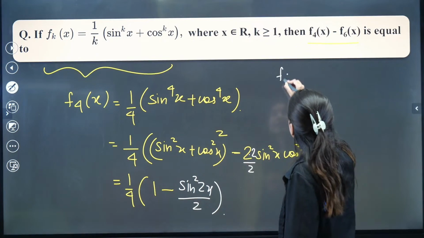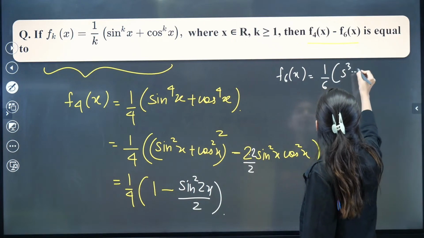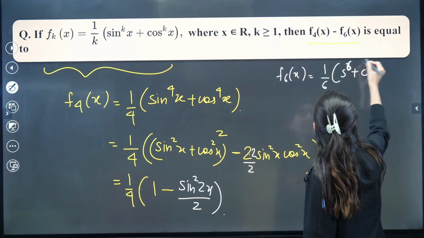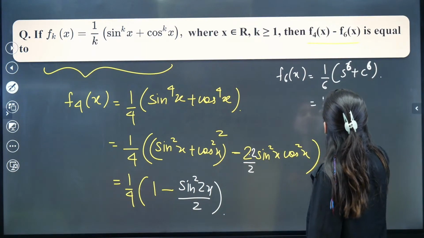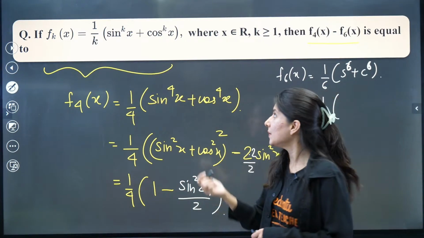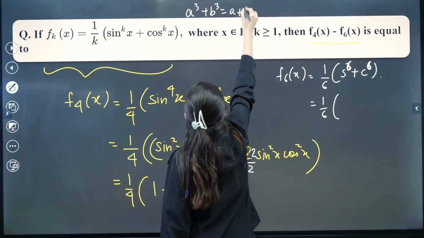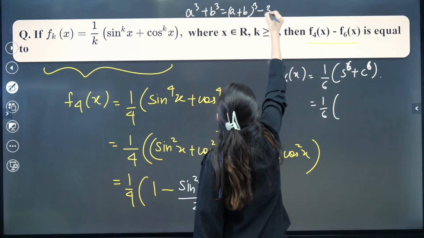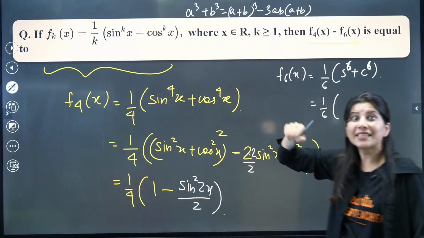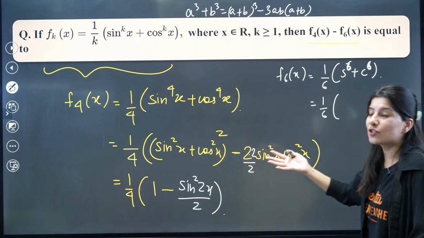What about f6x? So this is going to be 1 by 6 into sine cube x plus cos cube x. Or sorry, sine 6x plus cos 6x. So if I convert this right away over here, I'll be applying what? A cube plus b cube. A cube plus b cube is nothing but a plus b whole cube minus 3ab into a plus b. Here a and b is nothing but sine square x. A is sine square, b is cos square. So sine square cube is sine raised to power 6x, right?